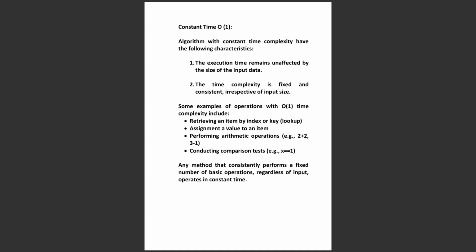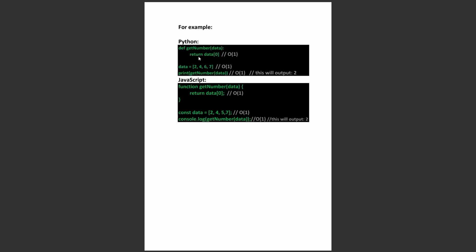Common examples of O of 1 operations include retrieving an item by index or key, assigning a value to a variable, performing basic arithmetic operations, running simple comparison tests. For instance, the operation return data[0] will always take the same amount of time, no matter how large the data set is. Similarly, using print or console.log always runs in constant time.